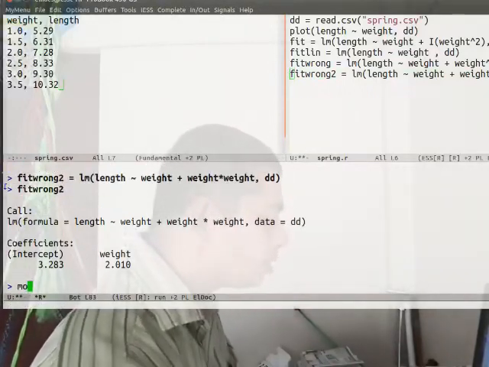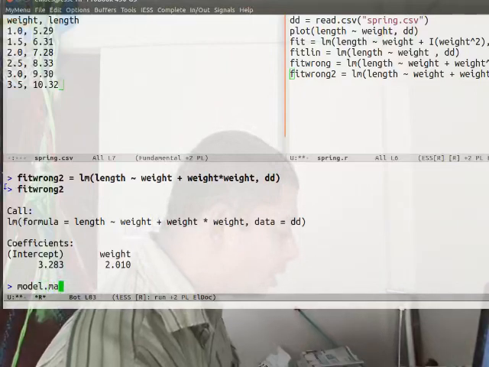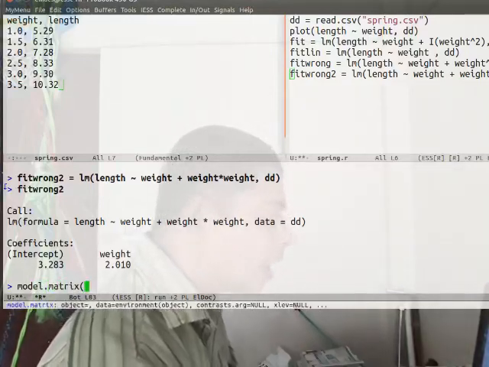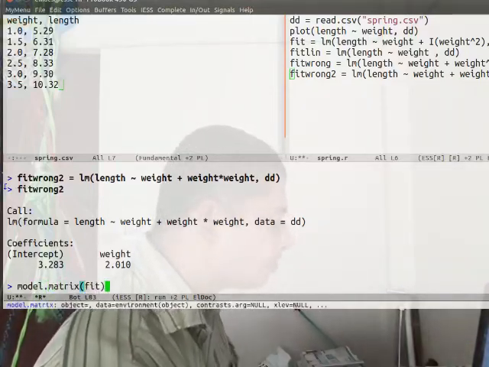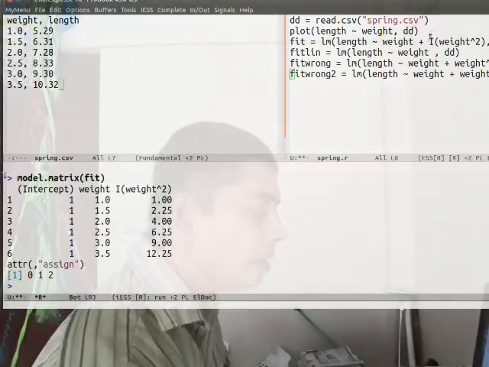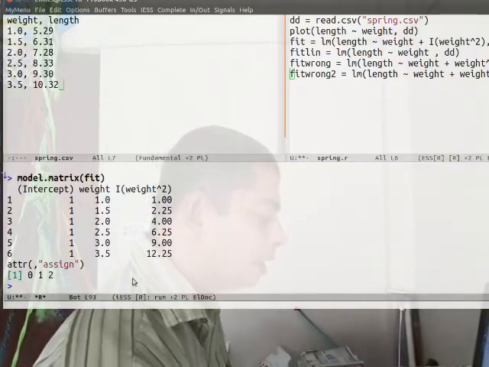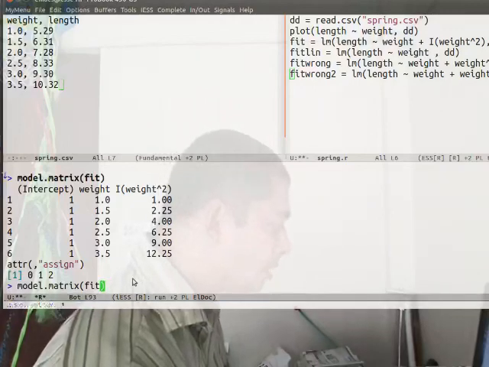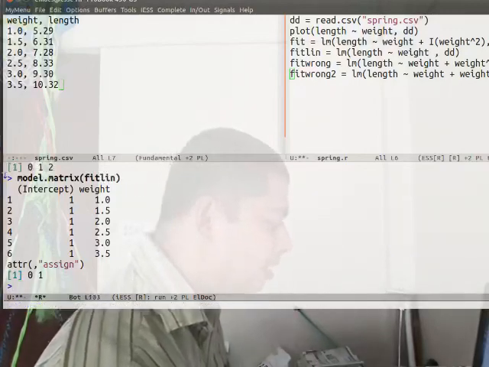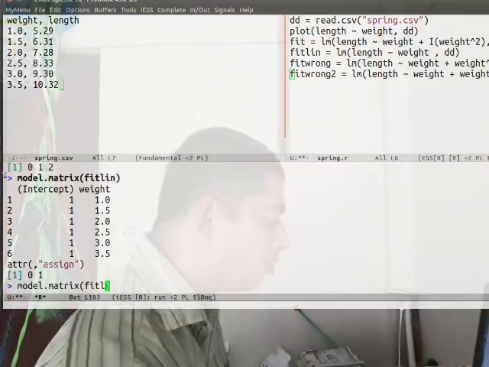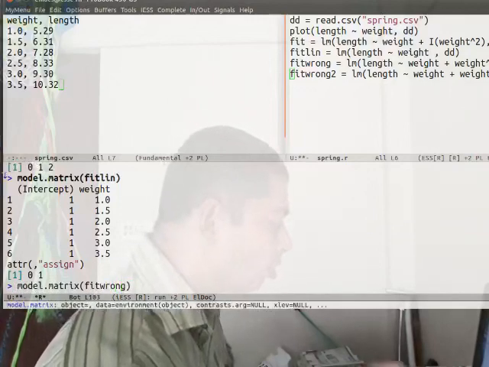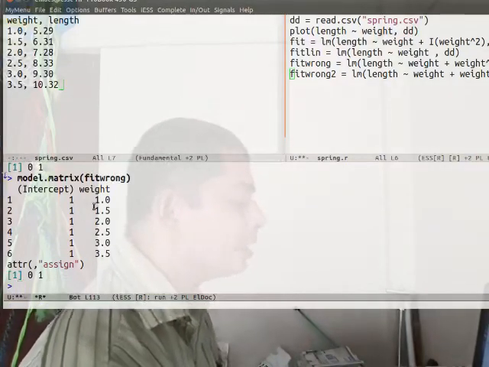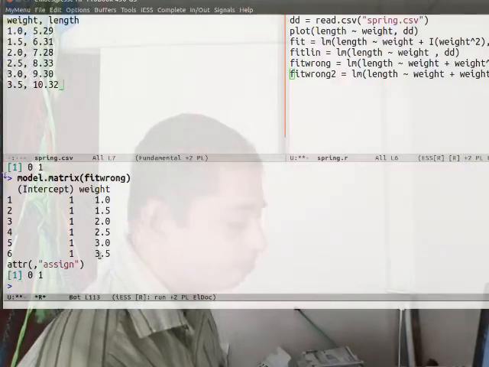Let's try the model matrices. What I got, model matrix. I will try it first for fit, where I remember to put the I. Now I really have intercept column, then the weight columns and their squares. But if I try for any of the other things, whether I try for fitlin or fit wrong or wrong 2, I will always get only one column.